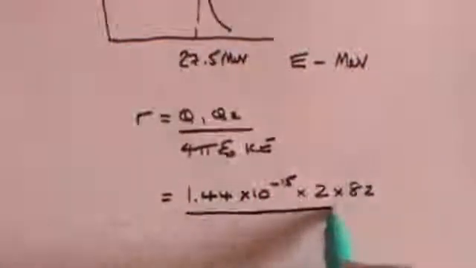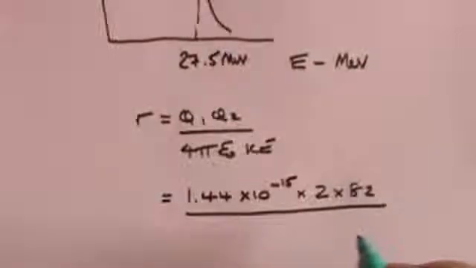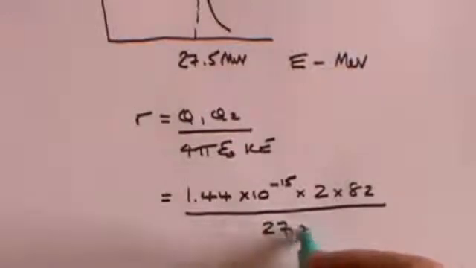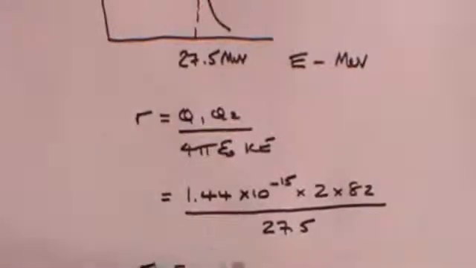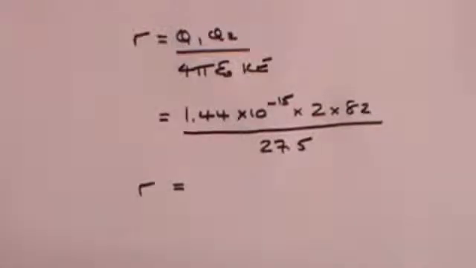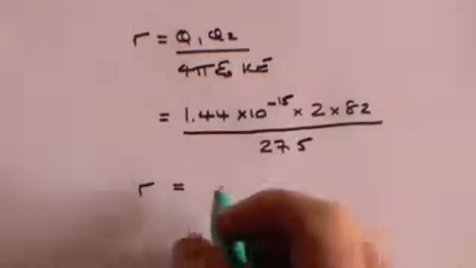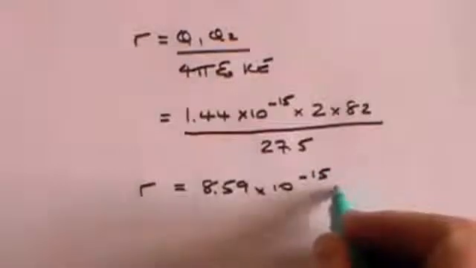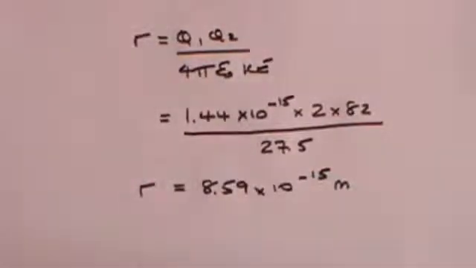And divide that by the kinetic energy at the point at which the alpha particle just reaches the nucleus, and that is 27.5. If you calculate that, you find that R, which is now a good measure of the radius of the nucleus, is 8.59 times 10 to the minus 15 meters. So now we've got a good indication for lead, which is a big atom. 82 protons in lead. There aren't many naturally occurring elements above that. It is about 8.59 times 10 to the minus 15 meters.